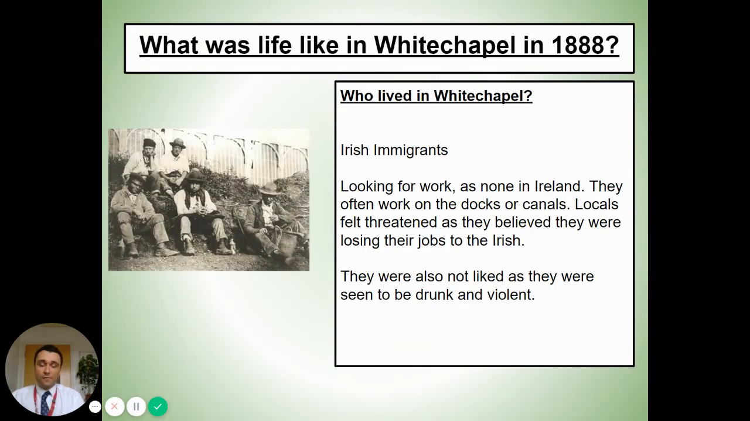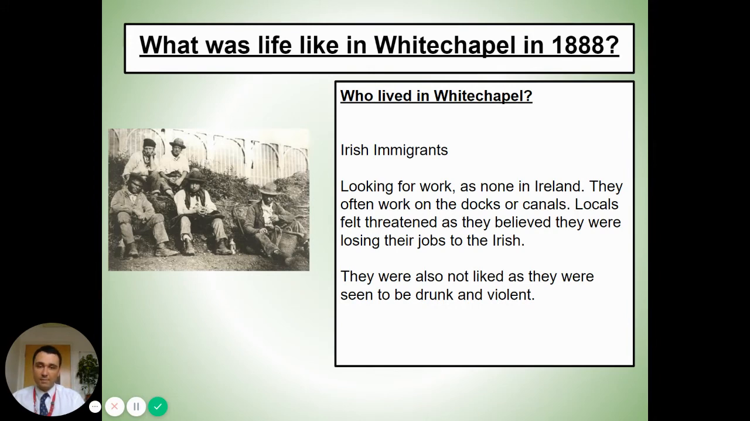Okay, finally, I wanted to talk about two immigration groups that came to Whitechapel during this time, which added to the tension. The first are the Irish immigrants. These were people that were looking for work. There was basically no work in Ireland at the time, and so they moved to London. Some of them were looking to go to America and they ran out of money, and so Whitechapel was the most affordable place for them. And they looked for work on the docks or the canals, as we saw earlier.